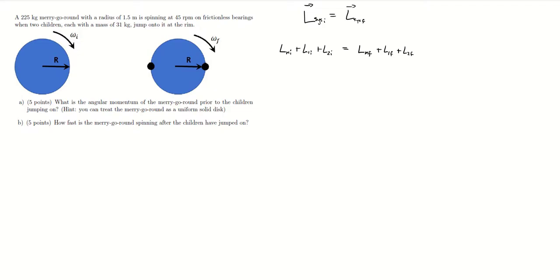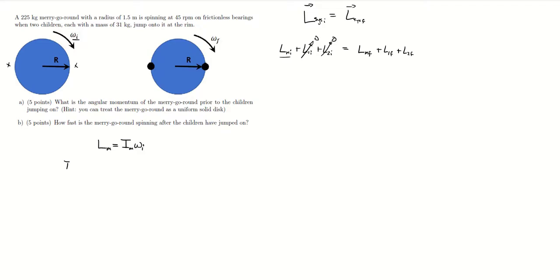So the thing we're going to need to do here is figure out what these angular momenta are. Initially, those children are just standing still, presumably off to the side of that merry-go-round, so their angular momenta are both 0 at the start. And the total angular momentum of our system is determined by that initial angular momentum of the merry-go-round. So how do we calculate that? Well, the angular momentum of the merry-go-round is just going to be the moment of inertia of that merry-go-round times its angular velocity at the start. We'll call that omega I, this initial angular velocity.